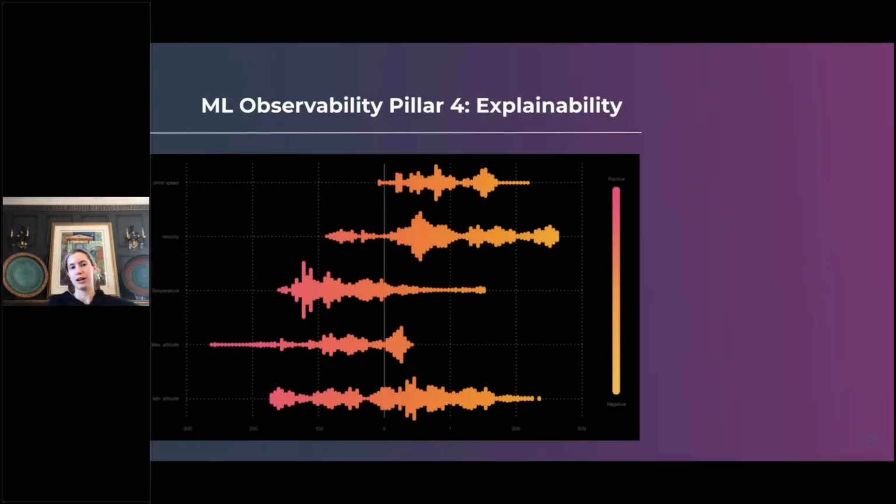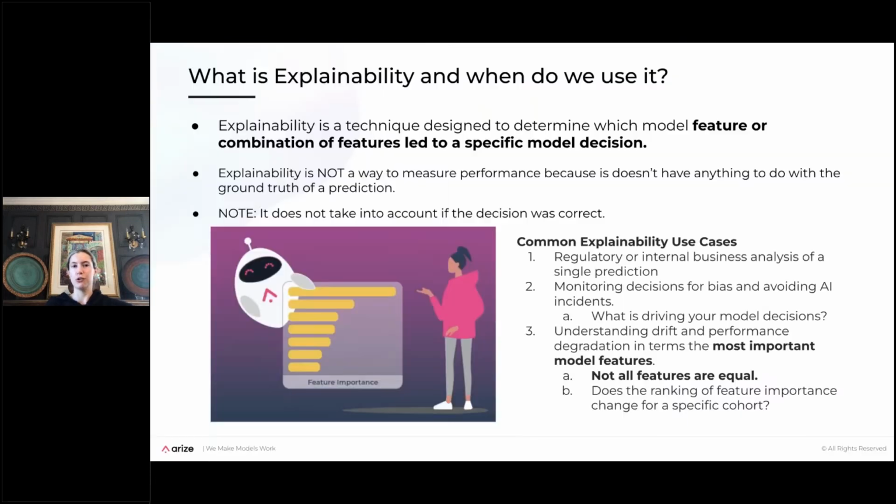So pillar 4, explainability. This is, I would say, one of the newer topics, a buzzword kind of like AI explainability, AI ethics. What does it actually mean and how do you use it? So explainability is a technique designed to determine which model feature or combination of features lead to a specific model decision.